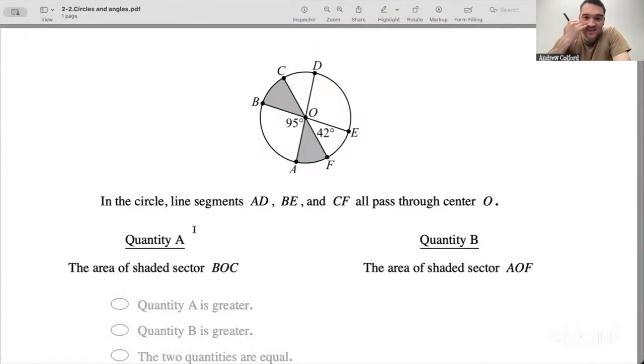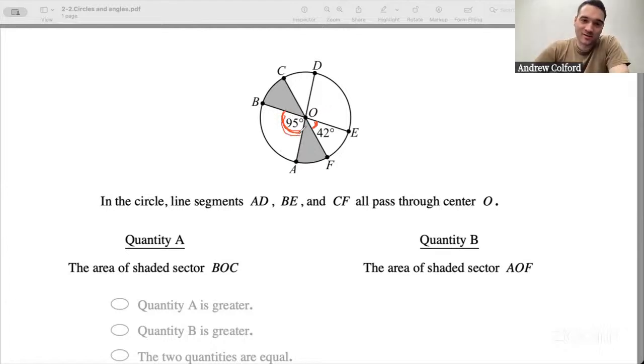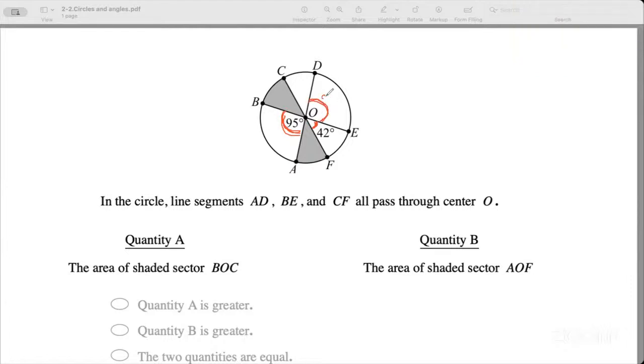In the circle, line segments AD, BE, and CF all pass through center O. That's the center of the circle. And then we're given some, though not all, angle measures. So RH, let's start with this. Are there any other angles that you now know that you can figure out? Angle O is also 95. Right, based on our vertical angle or mirror rule. Yeah. You're right across from each other, so that's 95 degrees right there.